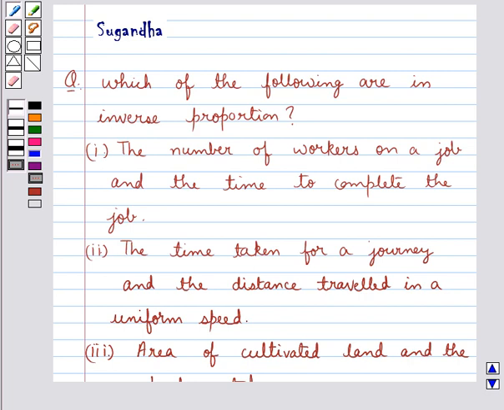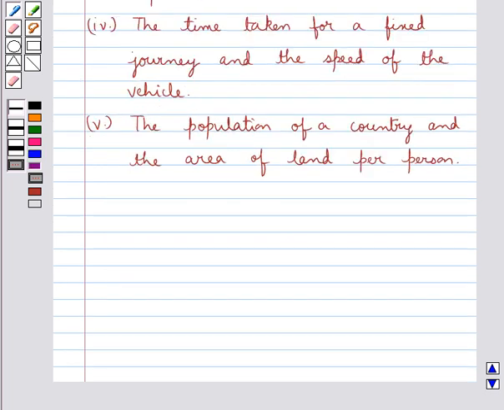Today I'll help you with the following question. The question says, which of the following are in inverse proportion? Let's discuss the key idea for this question.